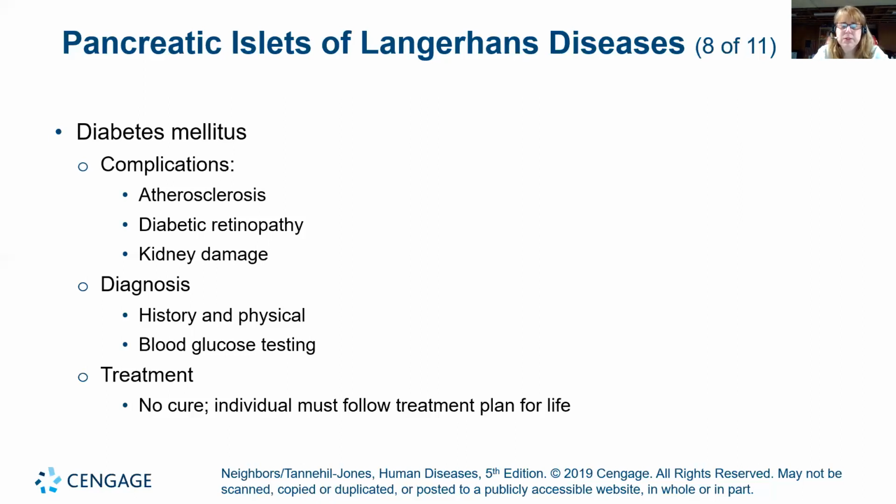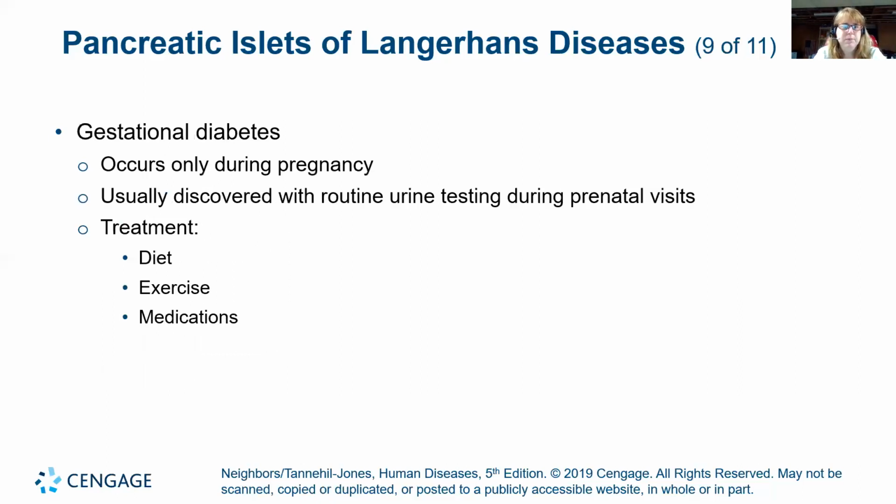They can do blood glucose testing. We teach patients to do the point of care testing to monitor their glucose level with a finger prick, but they also try to monitor it every 2 or 3 months with blood tests. And again, there's no cure for this. The individual has to follow this plan of treatment for life.